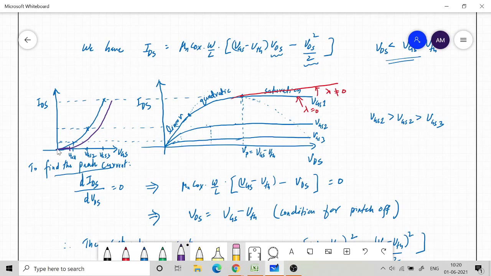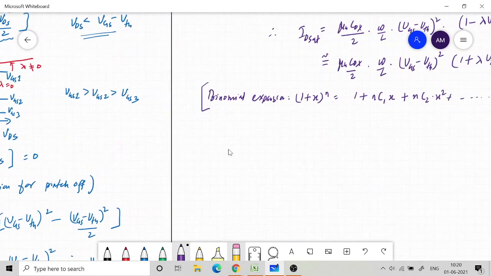Of course, if we have a larger VTH, then the curve will be shifted to the right. And so if this much current has to flow, VGS should be a relatively larger value. So it means your VGS1 is going to be here, VGS2 is going to be here, and VGS3 is going to be here. Okay, so we have plotted that also.